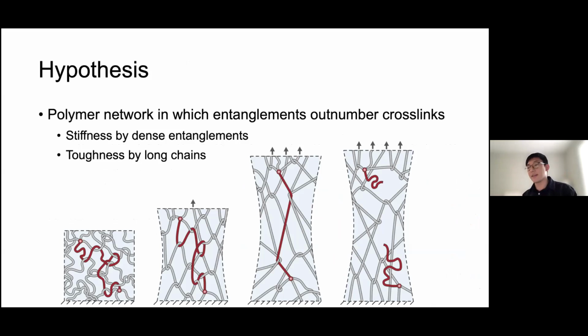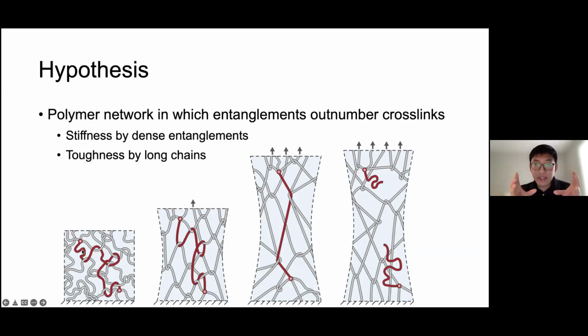So I didn't like it. And I asked myself, how can we make elastic but stiff and tough materials? That was the question we had. So we had a hypothesis like this. What if we use entanglements more actively to tackle this conflict? So this is our hypothesis. What if we have an extremely long chain like this, extremely long, but densely entangled?